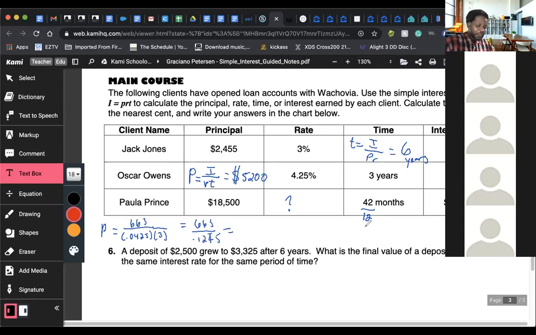So we're just going to do 42 divided by 12. We're going to get 3.5. So that's the number that we use for our years, 3.5. That's the number you should use for your time. Okay. So what was her rate?